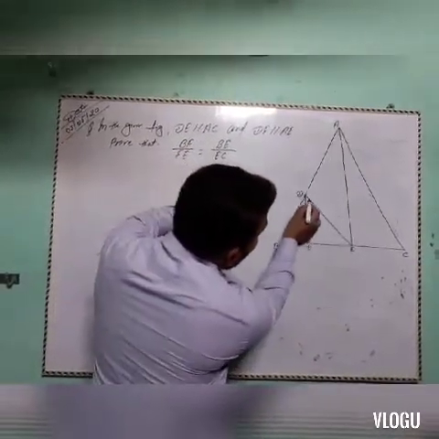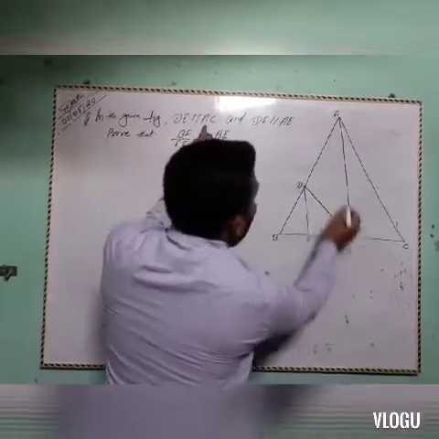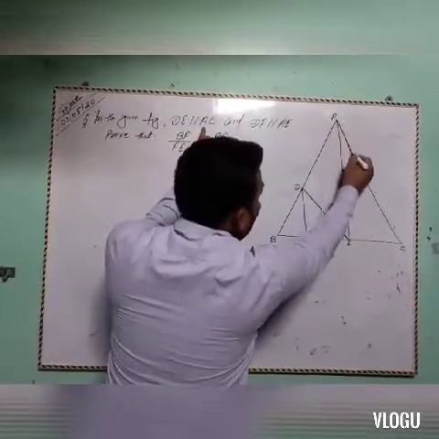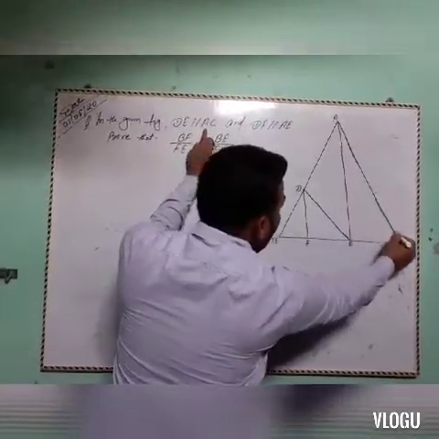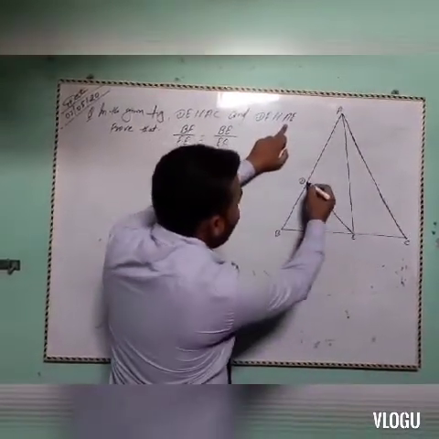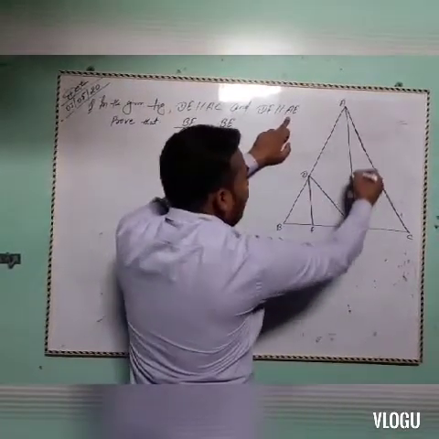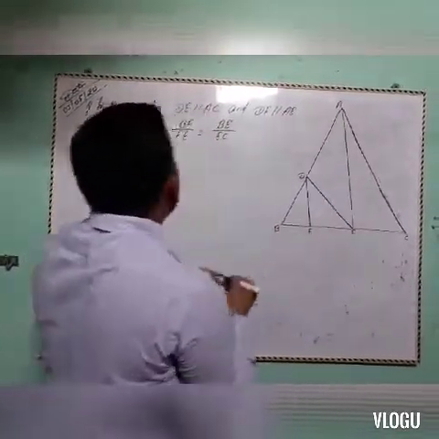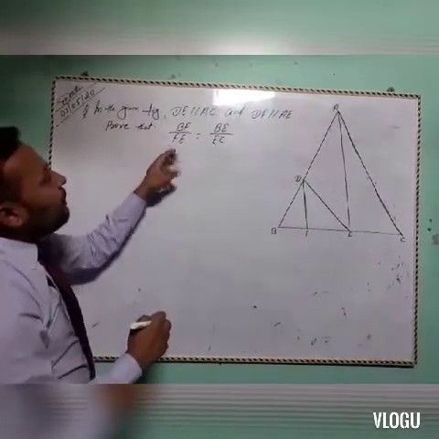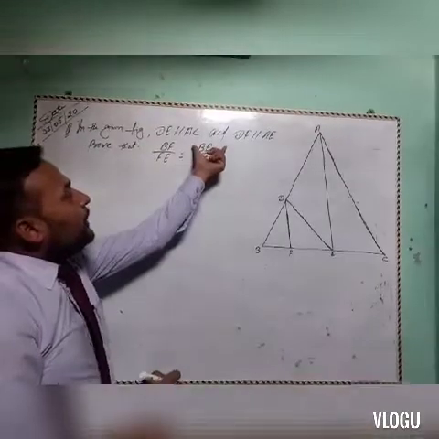DE is parallel to AC, and DF is parallel to AE. So then prove that BF upon FE equals BE by EC.